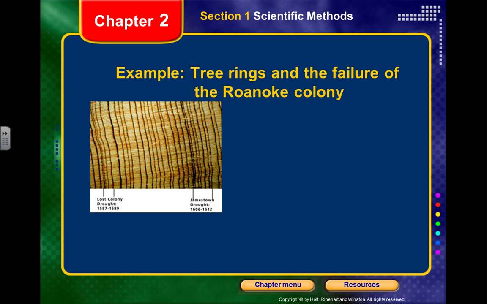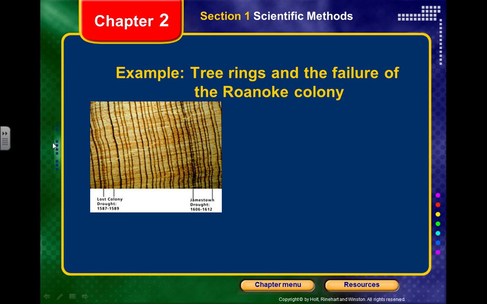The Roanoke colony, remember, was a group of people who settled in the United States in the 1500s, and at the time there were people from the colony who then sailed back to England. Well, when they came back several years later, the entire group of people they had left behind had disappeared. They could not find a trace of them. And scientists, no one actually knew what had happened to them. Well, what finally happened was scientists began examining tree rings.